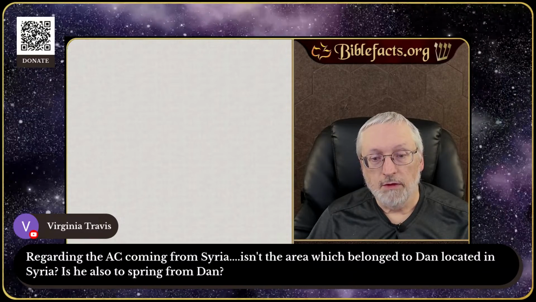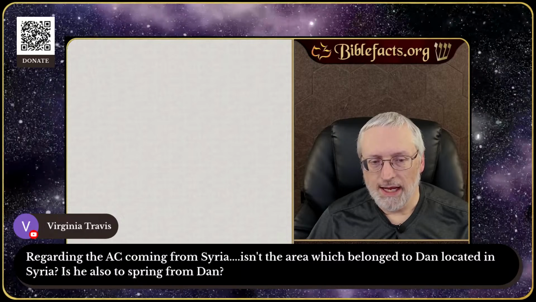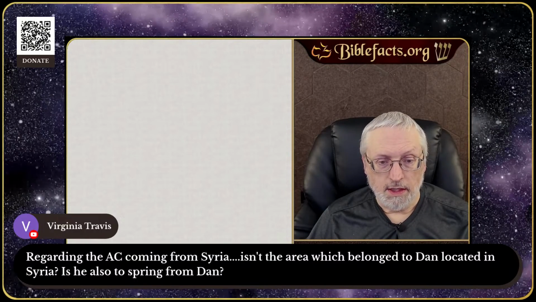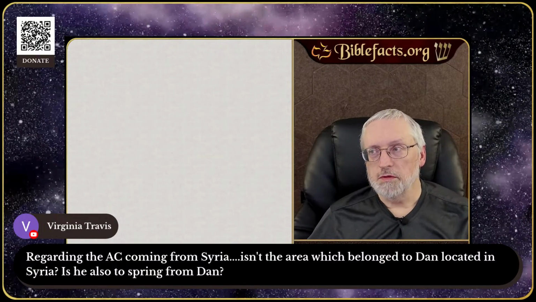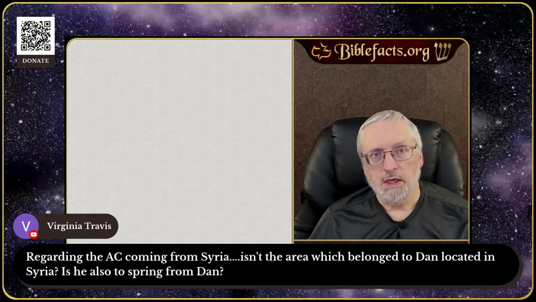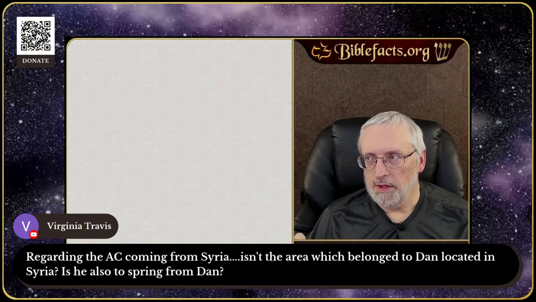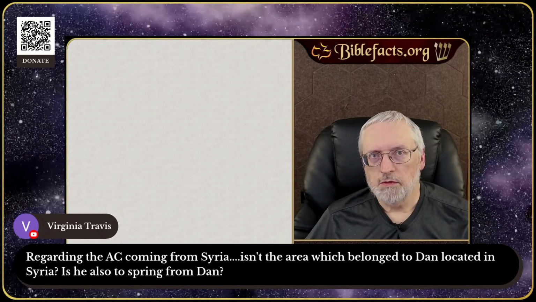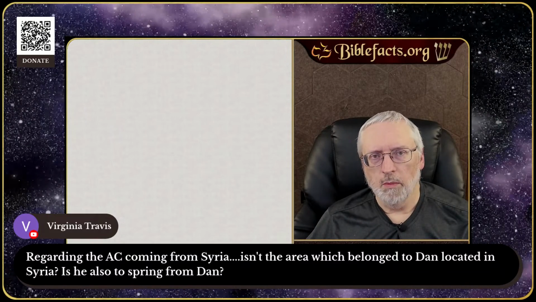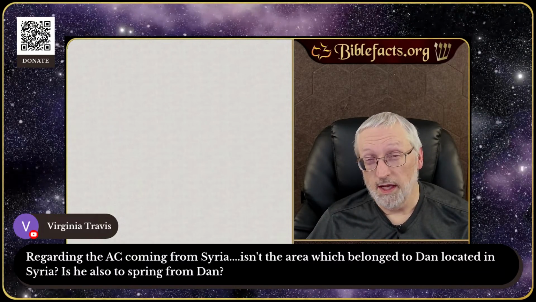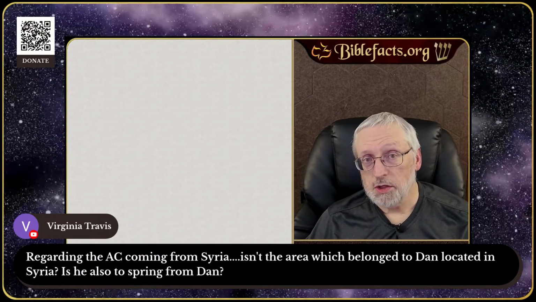Regarding the Antichrist coming from Syria, isn't the area which belonged to Dan located in Syria? And he's also supposed to spring from Dan. Yeah, that's what makes it even more ironclad. The church fathers will talk about the Antichrist coming from the tribe of Dan. Again, the scriptures don't exactly say that, but there's a few hints. And the church fathers talk about those hints and say it's specific. And I won't go into what they are, but there's 3 or 4 scriptures that they use to say, hey, there's something there. So yeah, Dan was actually in 2 places.